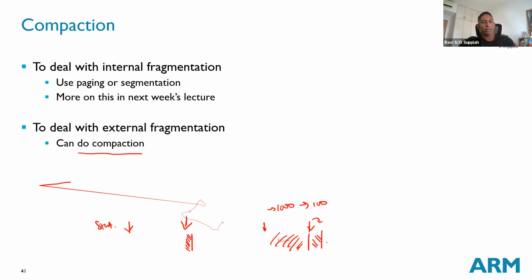All right, so that is where the compaction comes in. In compaction, basically what we need to do is you can combine the holes together to create one big hole and one big chunk. To deal with internal fragmentation, you can use what you call paging or segmentation. This one we will cover in next week's lecture on virtual memory.